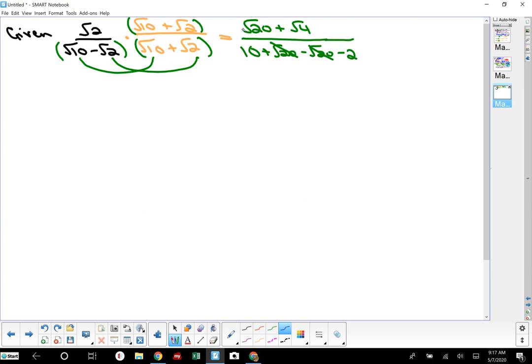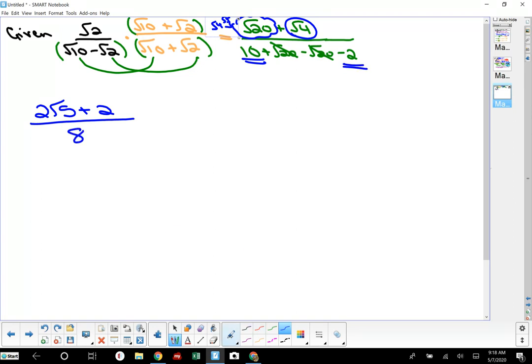The rad 20 is going to become a 2 radical 5, right? Because we have rad 4, rad 5. The rad 4 is going to be a 2. So this is 2 radical 5 plus the rad 4 is going to become a 2. And in my denominator, I have 10 minus 2 is 8.